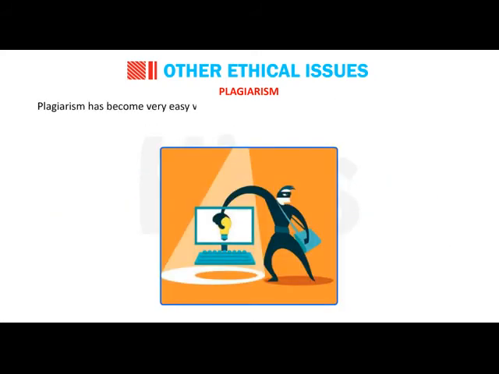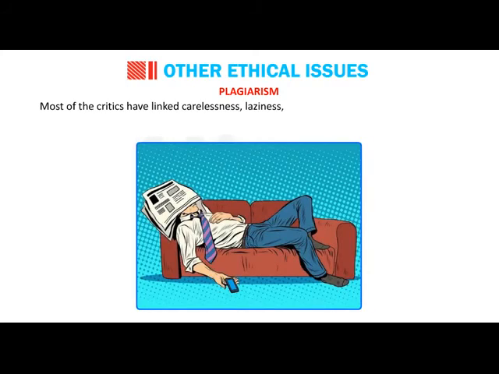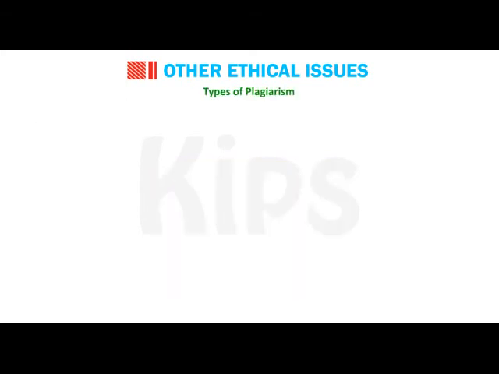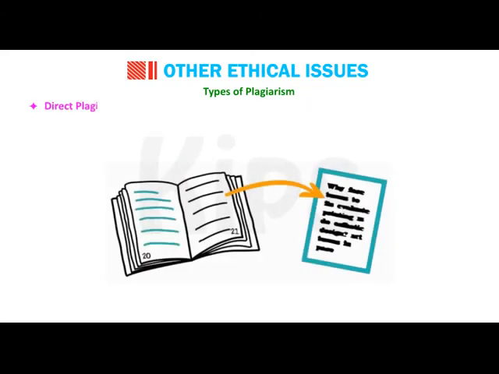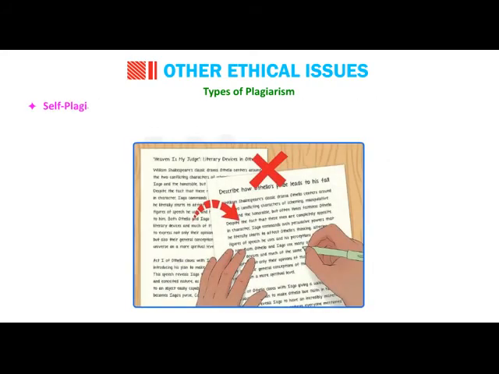Plagiarism has become very easy with technological advances like web searching and copy-paste options. Most of the critics have linked carelessness, laziness, lack of interest and arrogance as the major reasons for plagiarism. Types of plagiarism. Common types of plagiarism are direct plagiarism. This type of plagiarism occurs when the user copies the work of another person word for word, without acknowledging the original author or quoting the text.